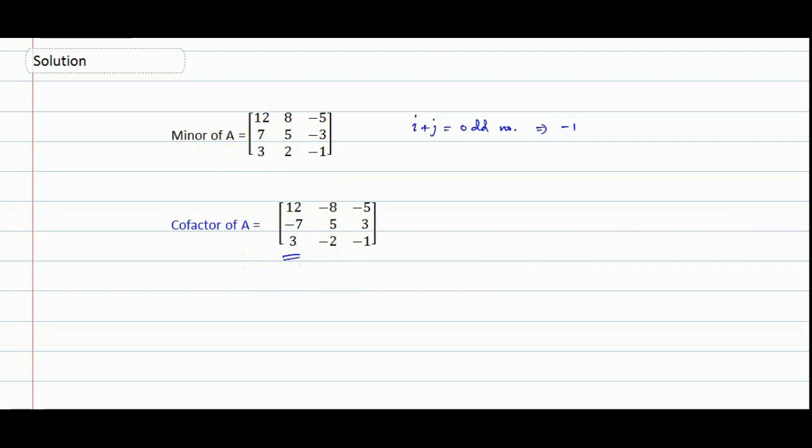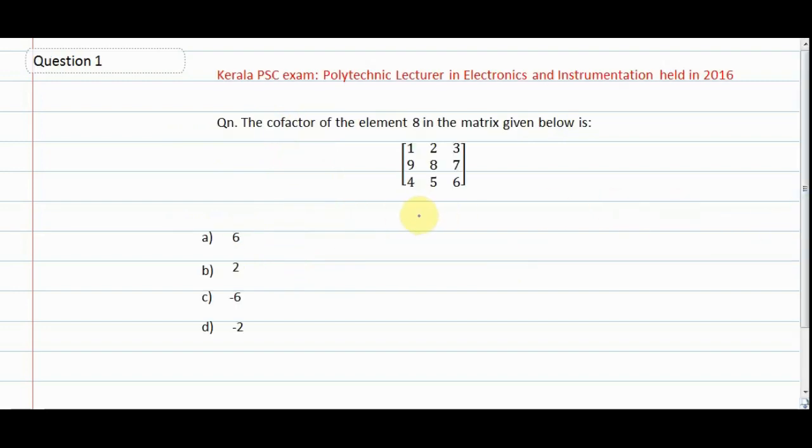Now let's move on to another question. Question number 1. The cofactor of the element 8 in the matrix given below is. So we have a 3 by 3 matrix here. We have to calculate the cofactor value corresponding to element 8. So you may try this by yourself. Please pause the video and try to solve this question.